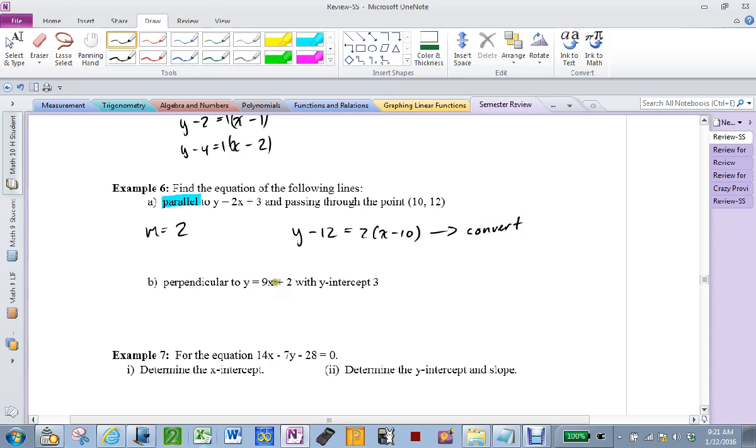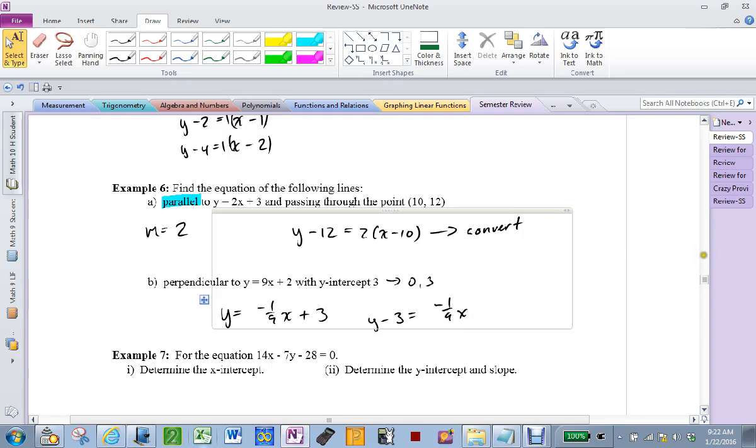What about this one? Perpendicular. What's the slope I have? What's the slope I need? Negative 1/9. And a y-intercept of 3, which gives me a point of 0, 3, yes? So, y equals negative 1/9 x plus 3 for slope-intercept form. y minus 3 equals negative 1/9 x, point-slope form. Cool?